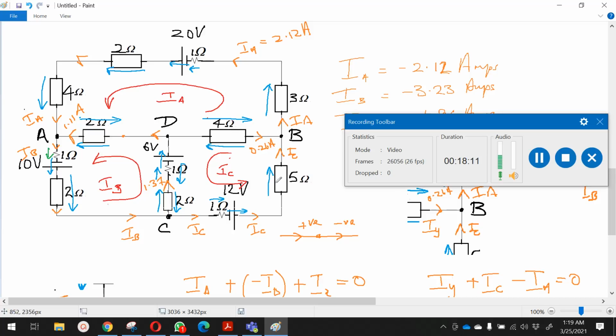At this point, if somebody asks you to find the voltage across any resistor, you just multiply the known current by the given resistor. If asked to find the power, you use I squared R or V squared upon R or IV. And you can say essentially this circuit is solved.